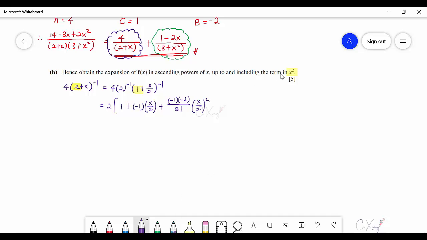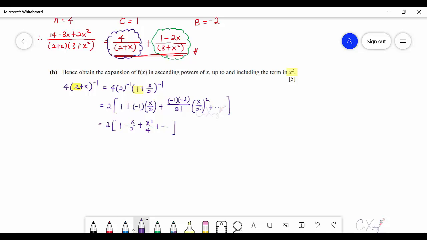Because they're only asking for terms up to x squared, if I look at my expansion here, the x already has a square. The next term will be x to the power of 3. Therefore, you can stop here, no need to show the further expansion anymore. If you simplify it, you'll have 2 times (1 minus x over 2, plus x squared over 4). So you have the terms up to x to the power of 2 for this first part.